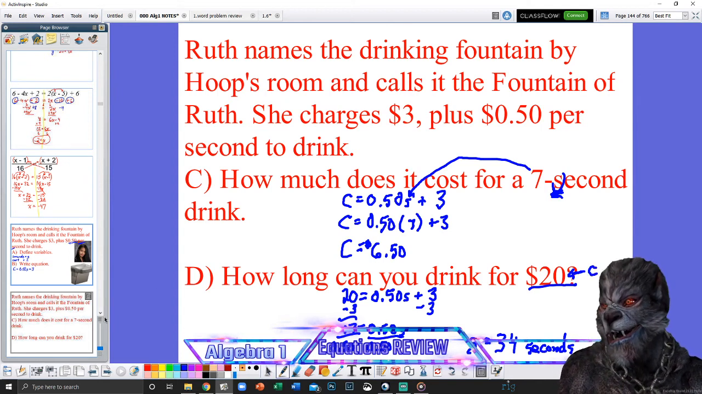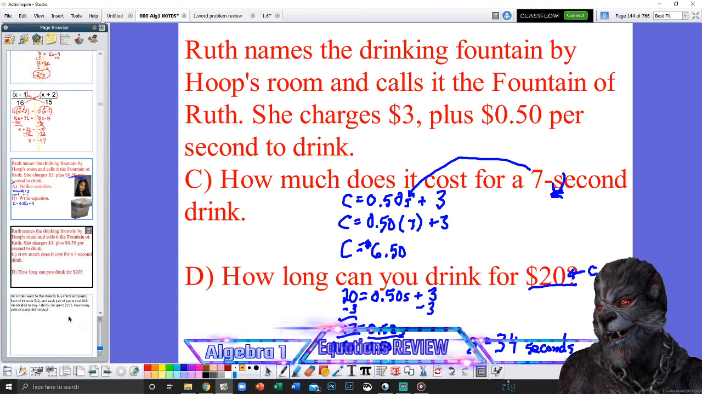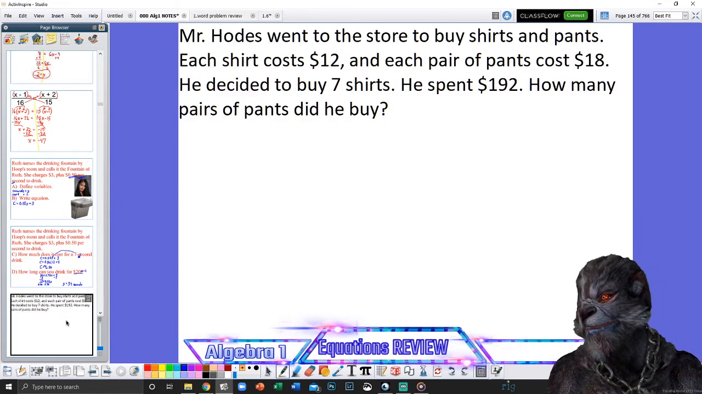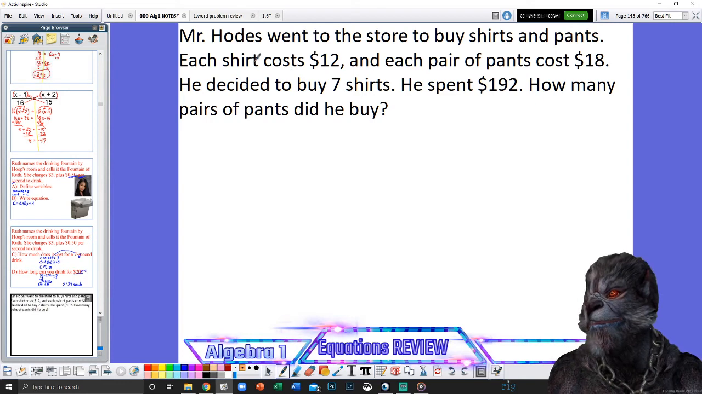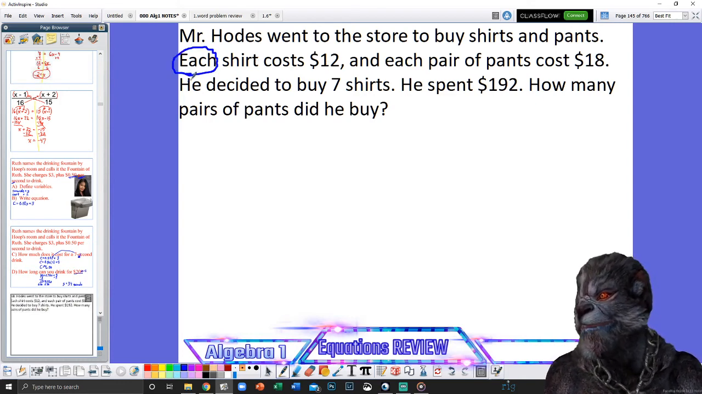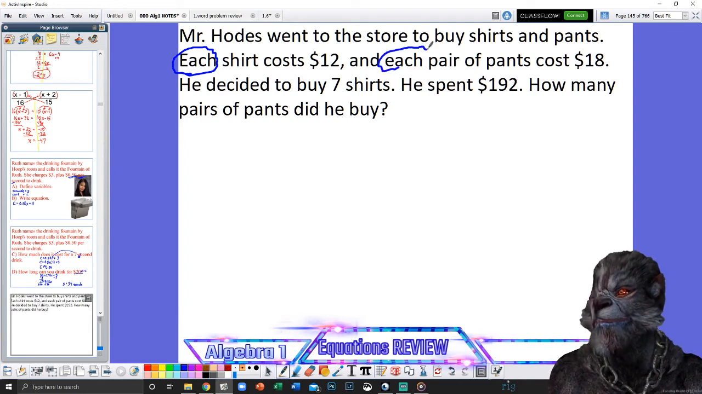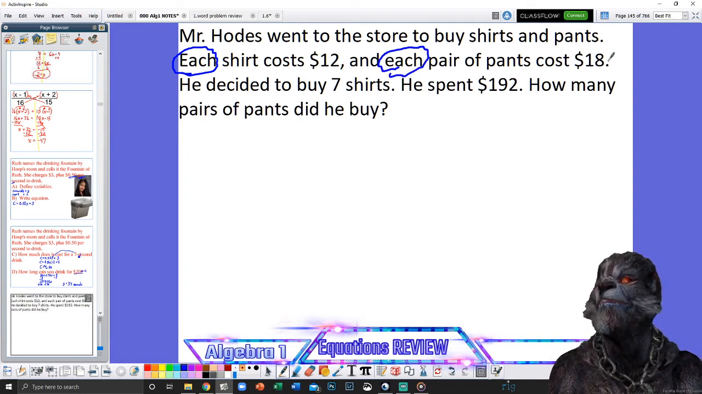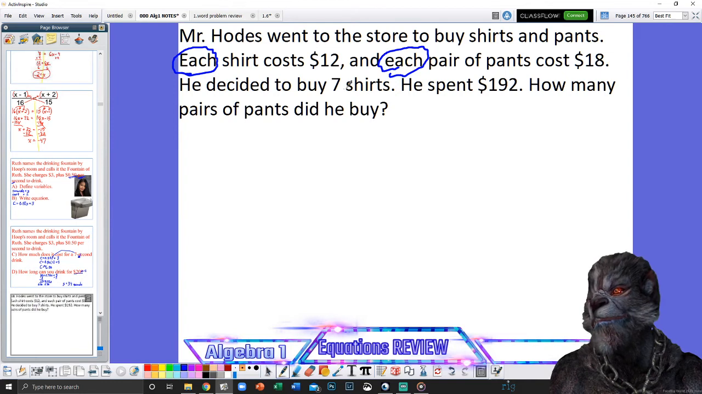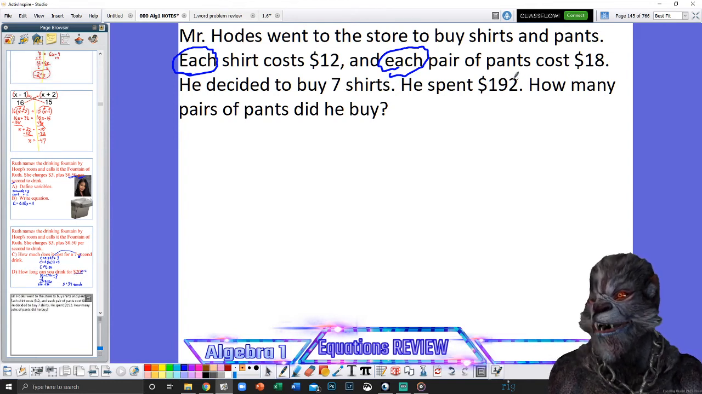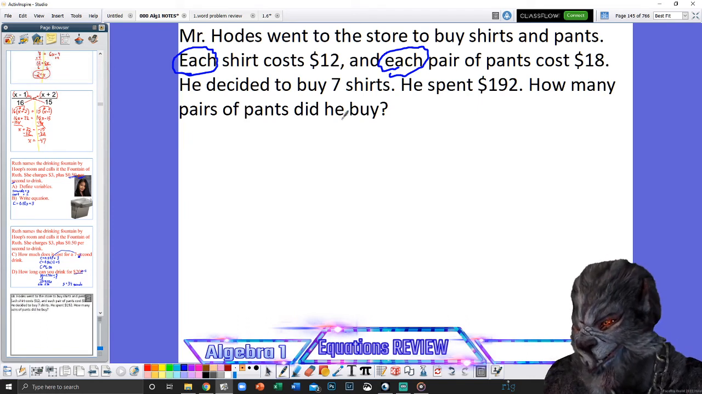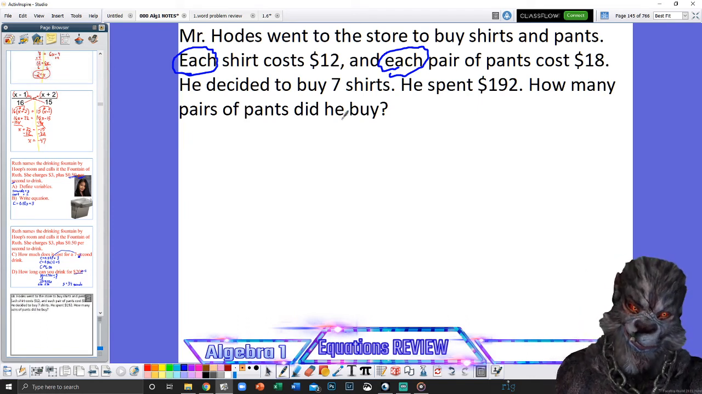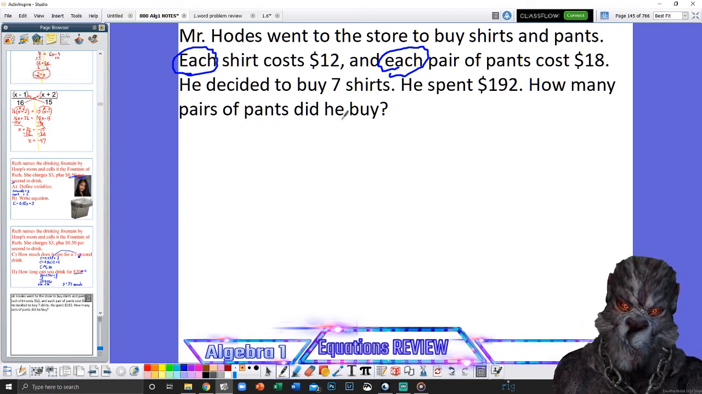Fantastic. Okay, so next we've got Mr. Hodes. Mr. Hodes went to the store to buy shirts and pants. Each shirt is $12. Ooh, there's the word each. And each pair of pants is $18. He decided to buy 7 shirts. He spent $192. How many pairs of pants did he buy? Let's see if you can do this one. I think you can. Hit pause, write the equation, see what you get.